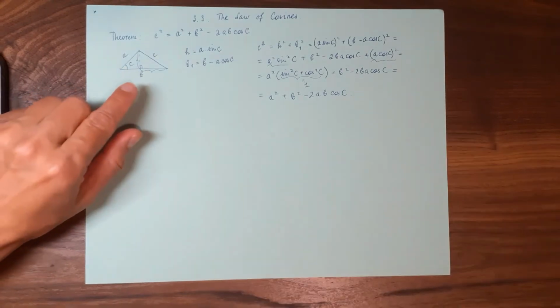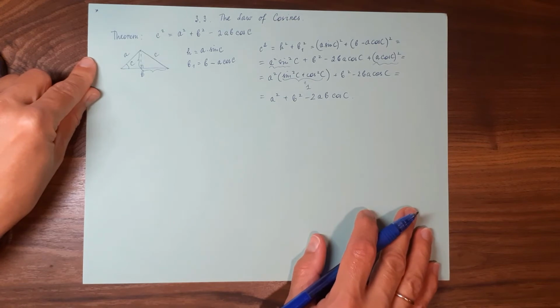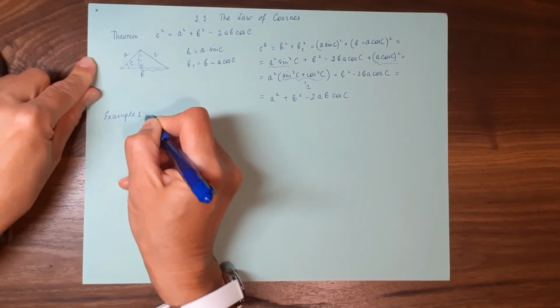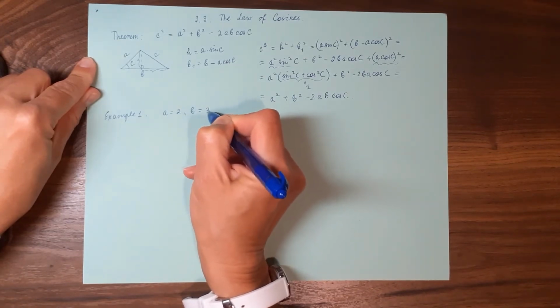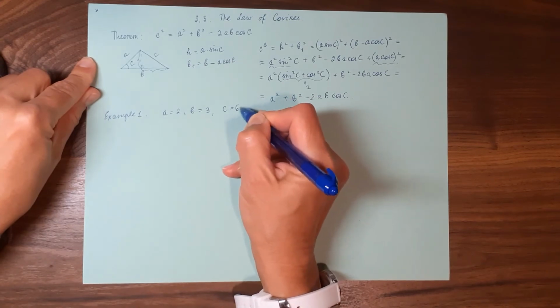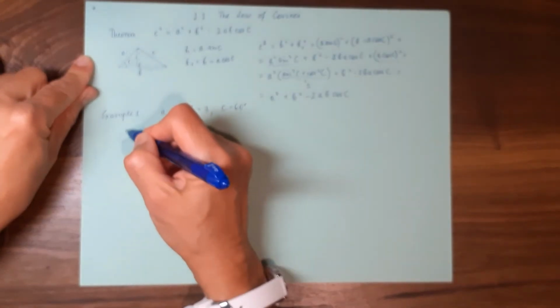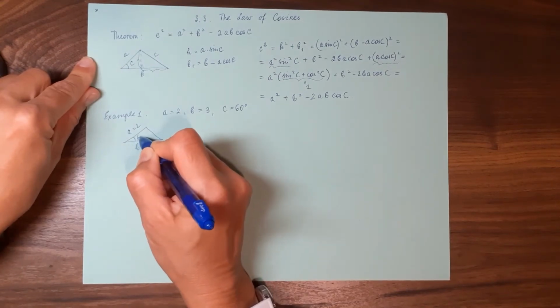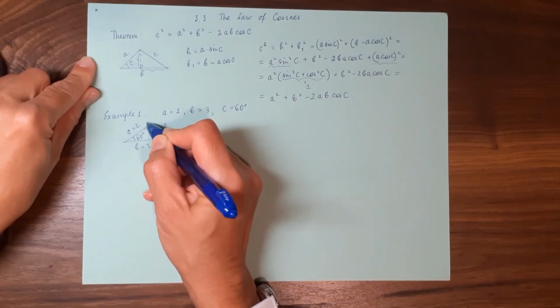Well, let's consider an example of use of the law of cosines. So example 1, let's imagine that somebody gives us side a, side b, and the angle between. Basically, they give us all the information on the right side of the law of cosines, and they want us to calculate side c, and maybe finish solving the triangle, calculating the remaining angles, angle B and angle A.